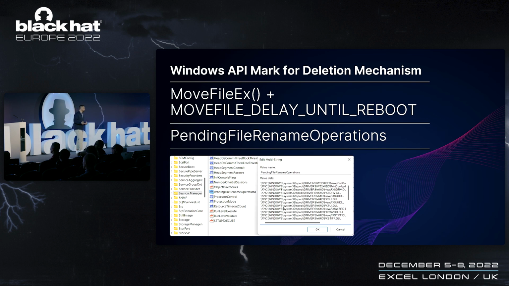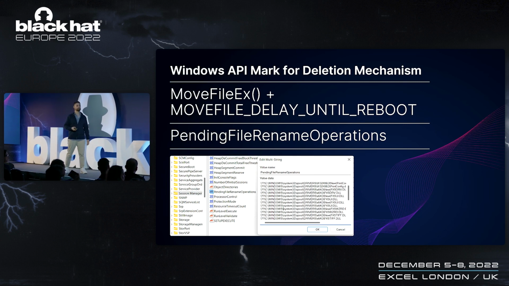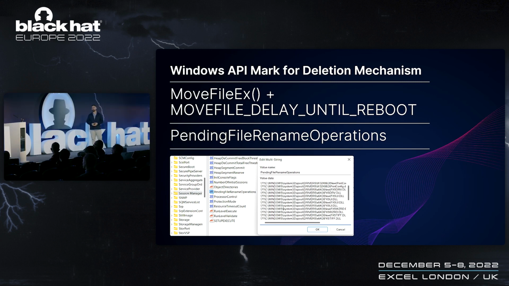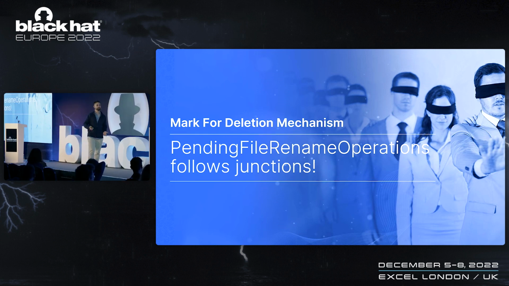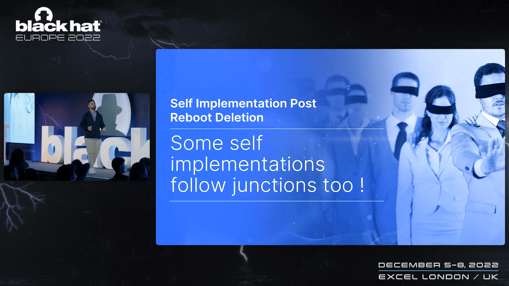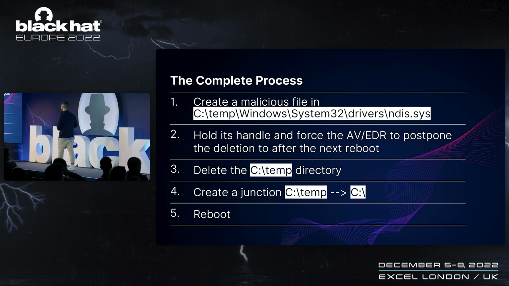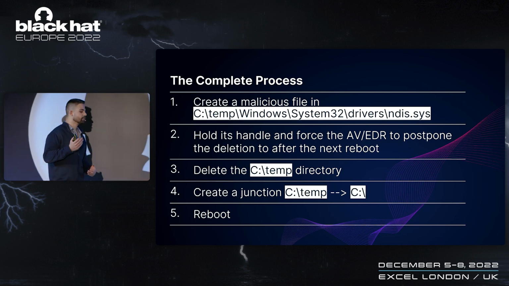And then Windows automatically, when it boots after the reboot, deletes all the paths that are contained inside of this registry value. But the most surprising thing that I saw in this feature when I tried to combine it with the previous method that we talked about is that PendingFileRenameOperations blindly follows junctions. And so do other self-implementations of EDRs and antiviruses. So overall, this has led me to create one complete process with which I could delete almost any file that I want on the system.